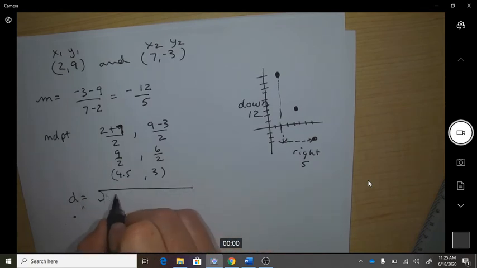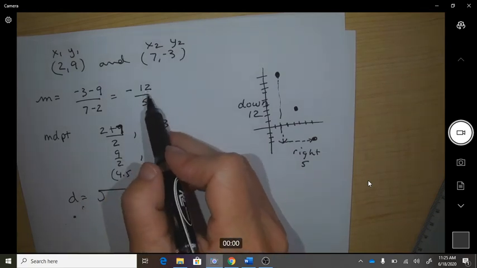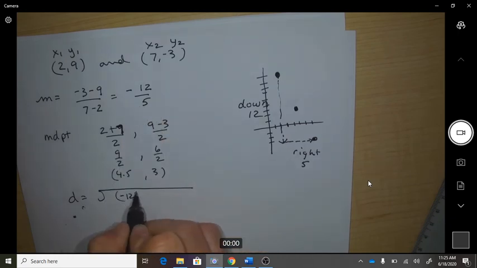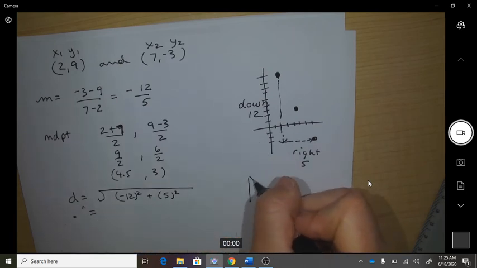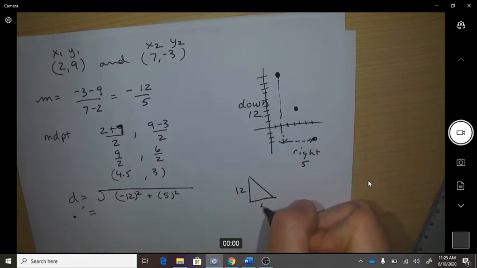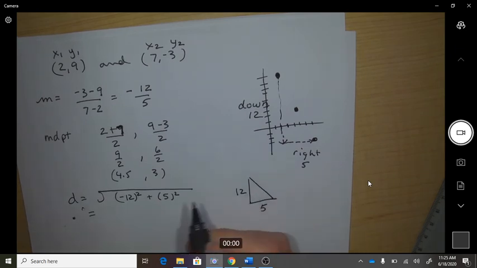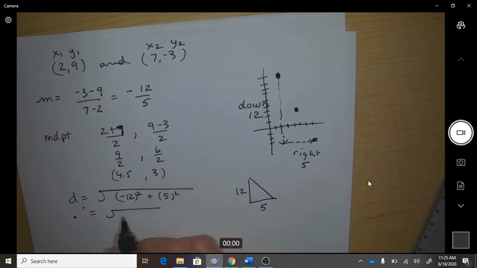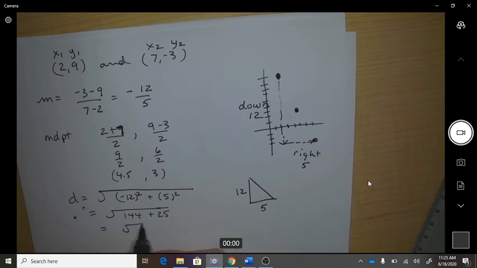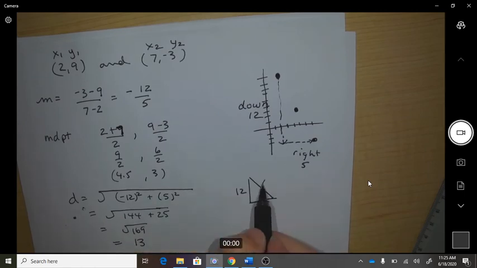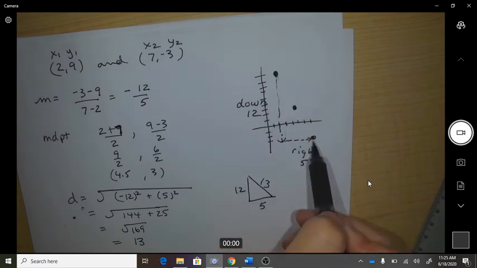And the distance is the square root of, and actually we've already done those calculations, -12 squared plus 5 squared. So in a distance manner, positive and negatives don't matter because you can't really actually have a negative distance, right? So 144 and 25 is 169. So square root of that is 13. So those are 13 units apart.